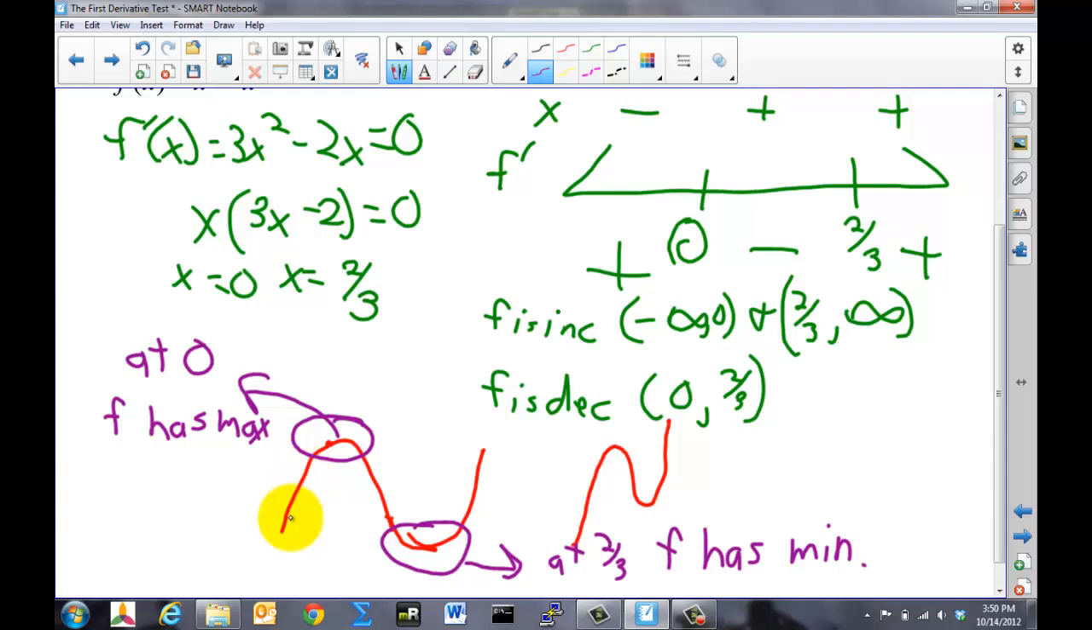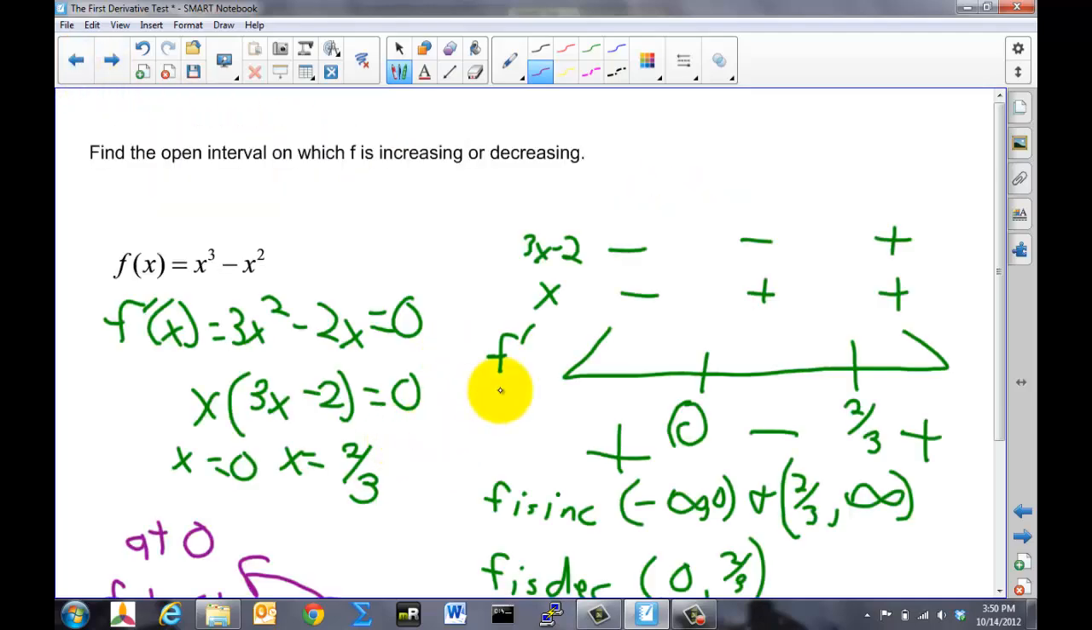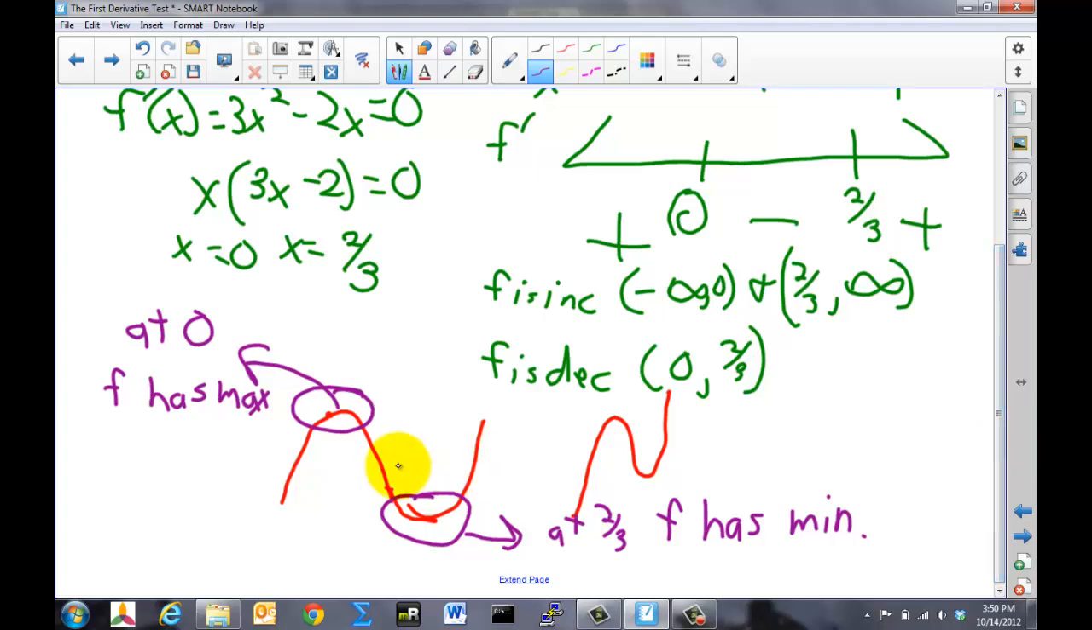Because the function's continuous, the derivative has to go from being positive to 0 to negative in this area here. Therefore, it has to be a maximum. And that's what the first derivative test says. The first derivative test says if we've got a critical point, and remember that means the derivative equals 0, and f is continuous, then it's a relative min, meaning it's the lowest point in the area, if the first derivative goes from negative to positive. And that's the example that we've got in this picture right back here. Right here, the derivative goes from negative to positive, so that's a min.